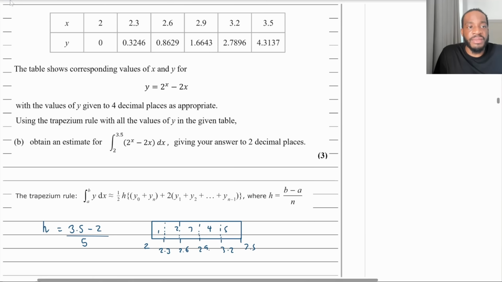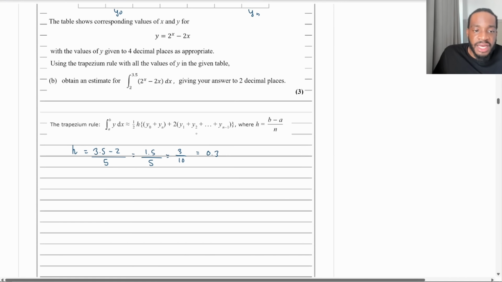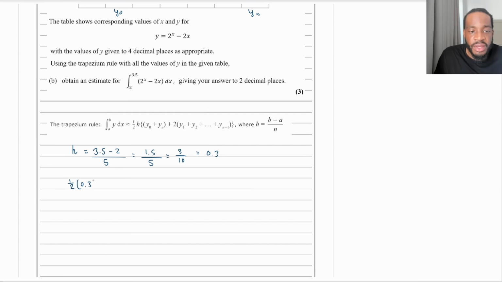So what is that going to be? Let me get rid of this now. That's 3.5 minus 2, that's 1.5 over 5, which is times by 2, that's 3 over 10. So h is 0.3. And then now, looking at the formula, it's y0 plus yn. That's the first y value and the last y value. So this will be y0, this will be yn, and then we'd add 2 times everything in between. So that means it's going to be equal to 1/2 times h, which is 0.3, multiplied by y0 plus yn. So y0 was 0.